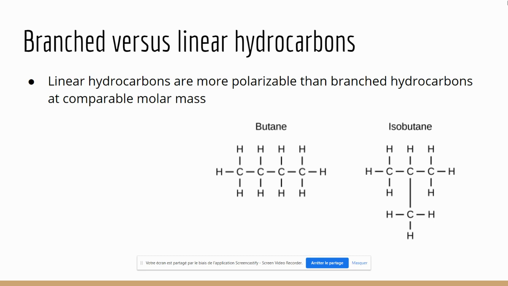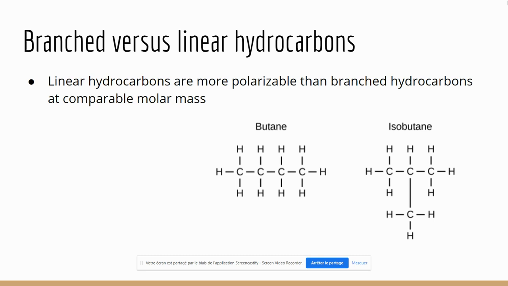We have just one more subtlety with London dispersion forces, and that's when we have branched versus linear hydrocarbons. So butane is an example of a linear hydrocarbon. It's in one line, whereas isobutane is branched. These have very, very comparable molar masses. When you see situations like this, the linear hydrocarbons are going to be more polarizable, meaning they're going to have greater forces. So we apply it strictly to hydrocarbons.